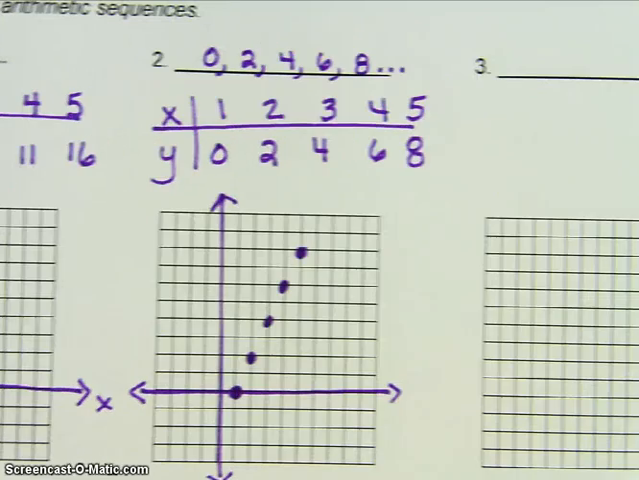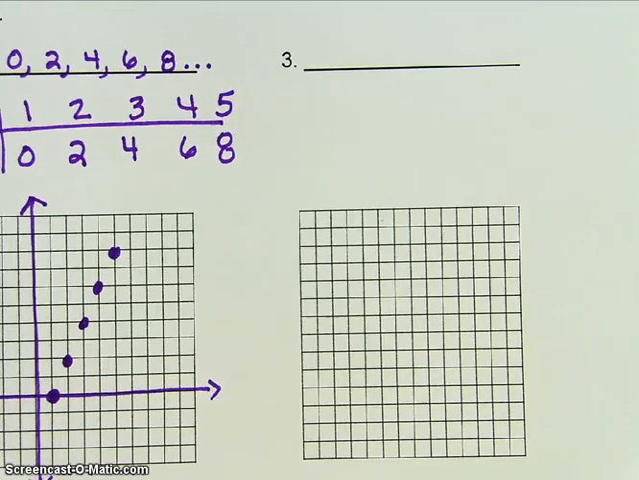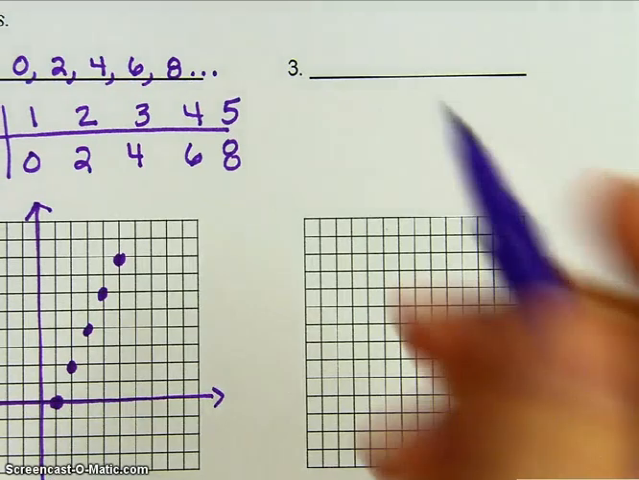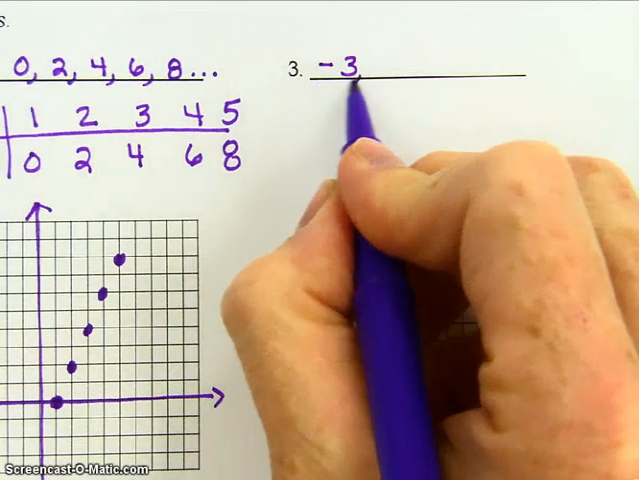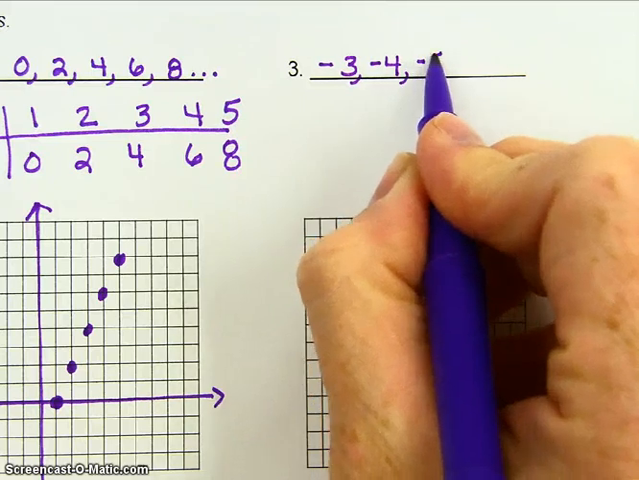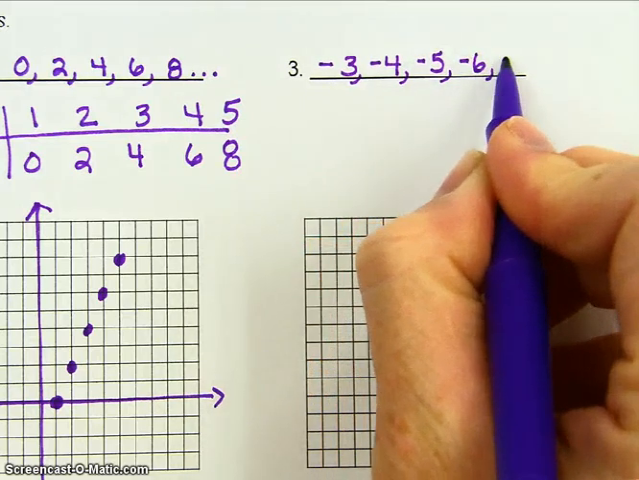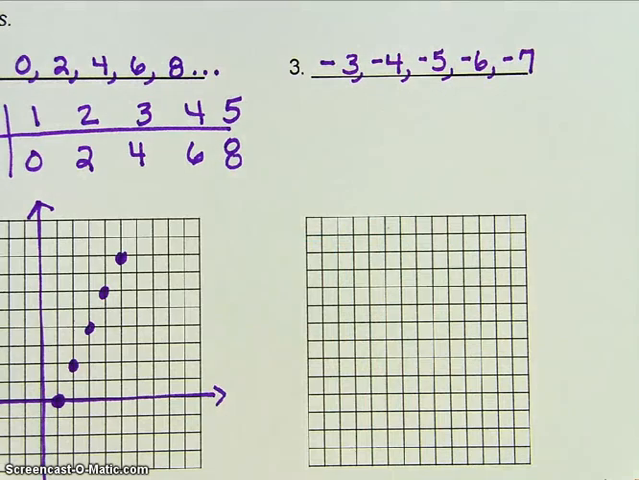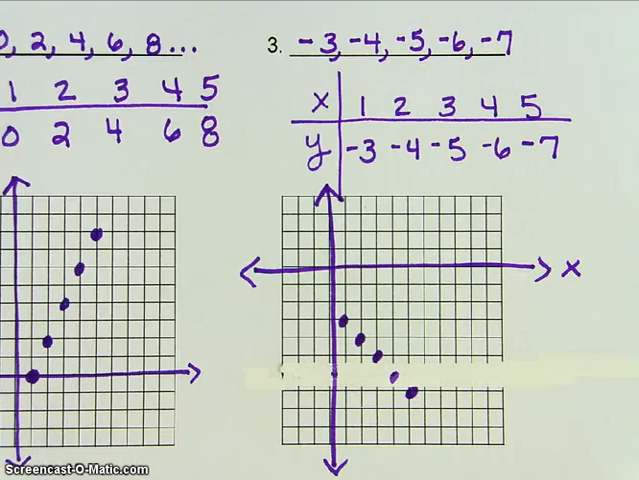Okay, now I would like for you to try number 3 by yourself. Here is your sequence. Negative 3, negative 4, negative 5, negative 6, negative 7. Please pause the video and try this one yourself. Okay, here is the answer for number 3. Notice that I had to move the x-axis up because the sequence was negative. The common difference there was negative 1.